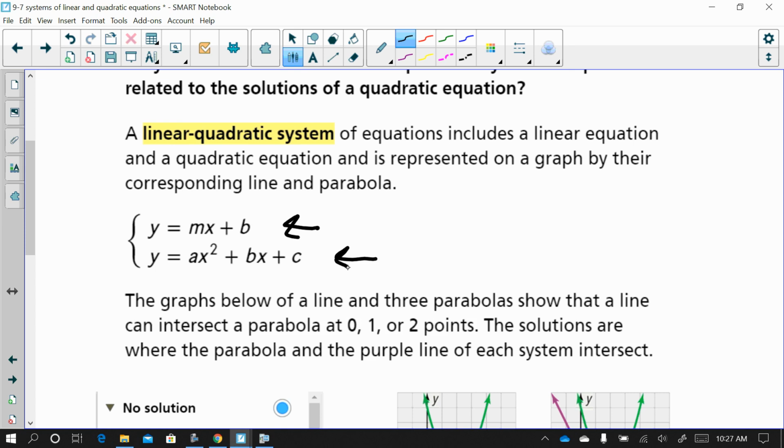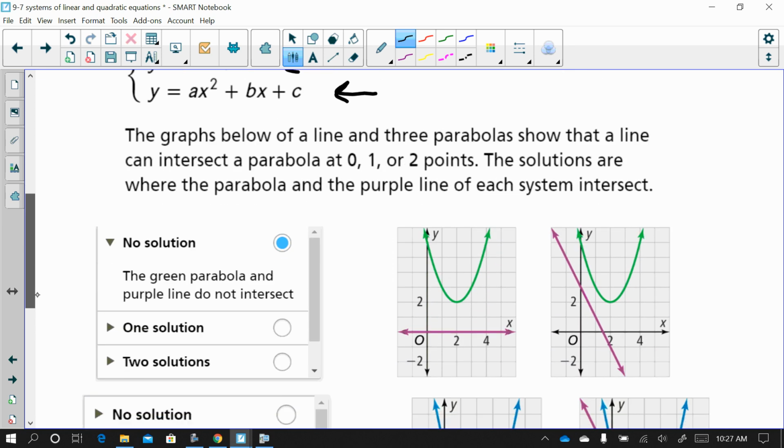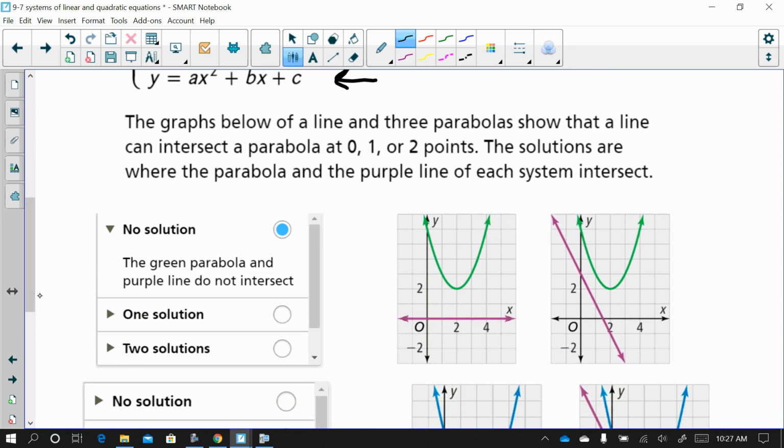So let's think about the number of solutions we have for a quadratic. We can either have 2, 1, or 0. Well, when we have a system, we can have the same amount of solutions. We can have a line that intersects a parabola at 0 points, 1 point, or 2 points. Okay, and remember, solutions are wherever the two lines intersect. So the first example we have here is when there's no solution.